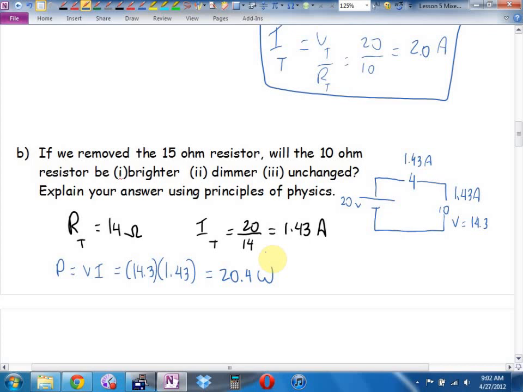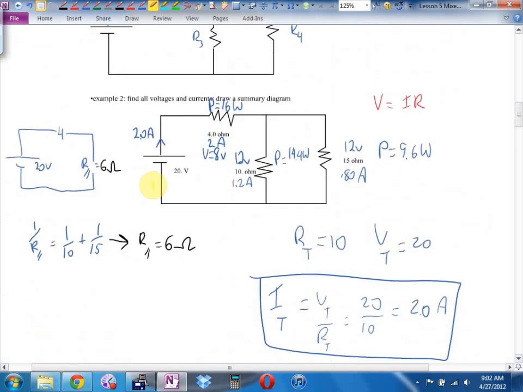Brighter, dimmer, or unchanged? Brighter. And this is a very counterintuitive one for students. Think about what happened here. By removing a bulb, the overall current went down, not up.